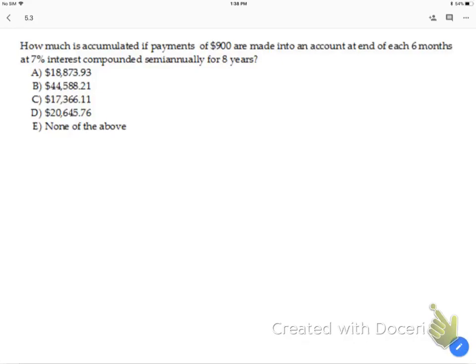Okay, so this is a question from 5.3, as it says up here at the top. And this is the quiz question from 5.3. So what's the formula for 5.3? I gave you that formula. Didn't we just do one of these last time?